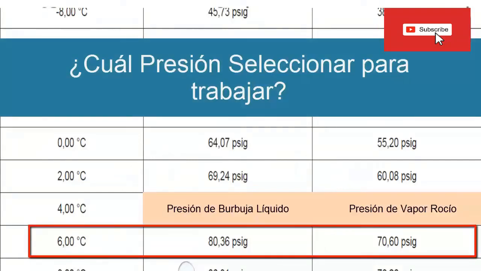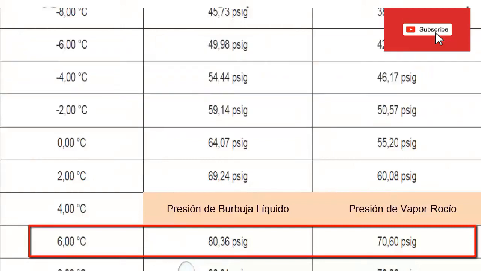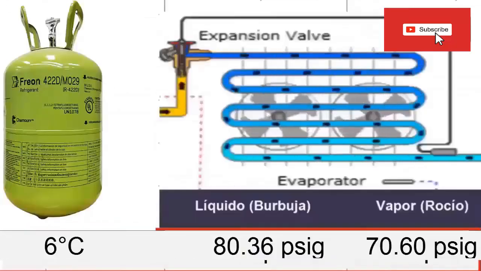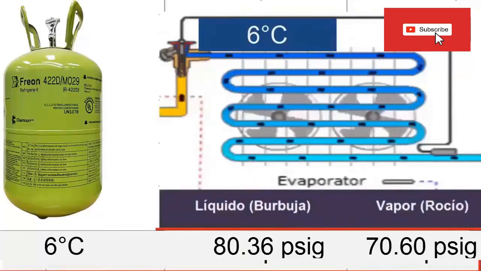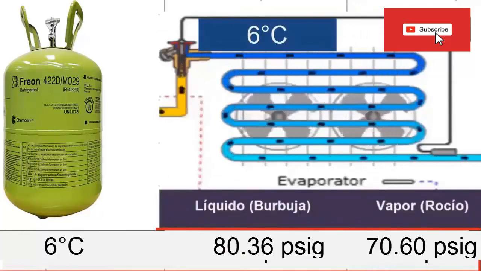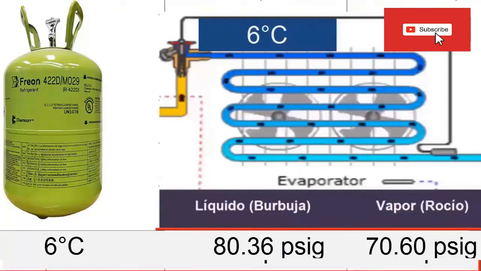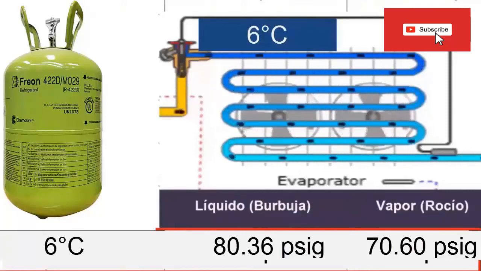The answer will depend on which part of the evaporator you want to achieve the selected temperature, that is, 6 degrees. For example, if you want to achieve 6 degrees at the inlet of the evaporator, then it means that at the moment the first bubble of vapor appears, the refrigerant being in the liquid phase, its respective bubble pressure must be present, then you would work with a low pressure in the evaporator of 80.36 psig.